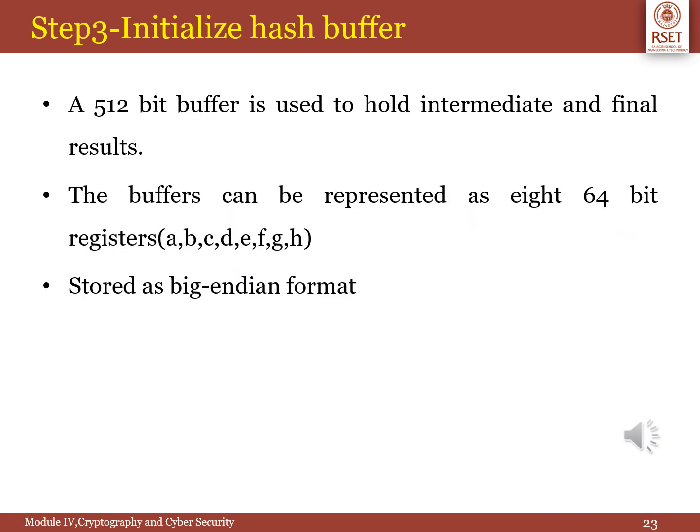Step 3 is initialize hash buffer. A 512-bit buffer is used to hold intermediate and final results of the hash function. The buffer can be represented as 8 64-bit registers, which are named A, B, C, D, E, F, G, and H. These values are stored in big endian format, which is the most significant byte of a word in the low address byte position.